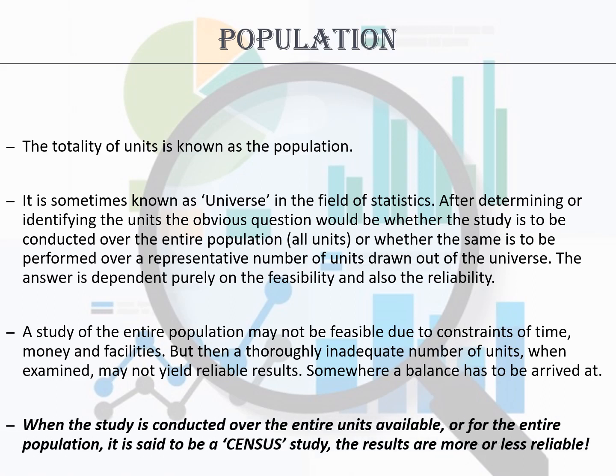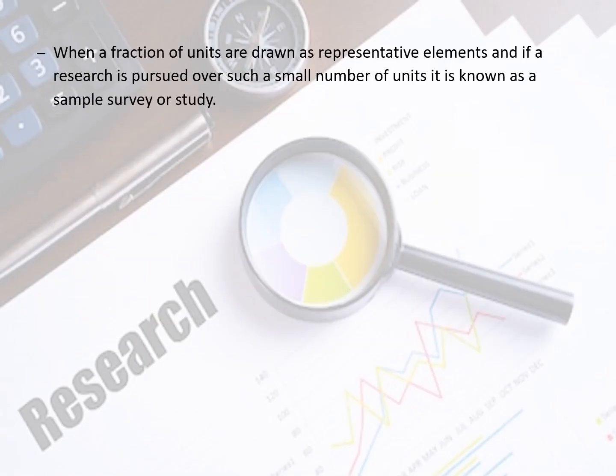When the study is conducted over the entire units available or for the entire population, it is said to be a census study. The results are more or less reliable. When a fraction of units are drawn as representative elements and if a research is pursued over such a small number of units, it is known as a sample survey or study.